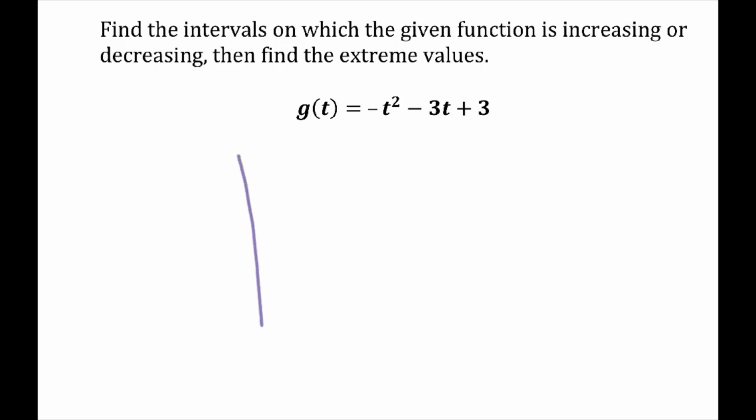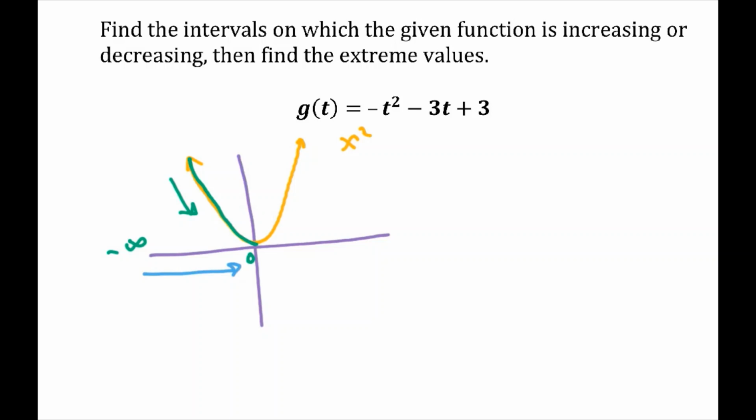So for example, let's think about the x squared function. If you notice, from negative infinity all the way to 0, the function was decreasing because the slope was negative, right? So the function was decreasing over the interval from negative infinity to 0. And then the function is increasing from 0 to infinity.